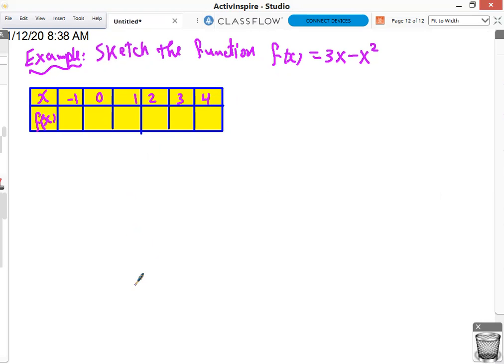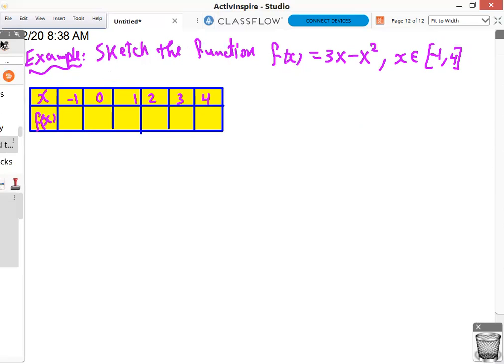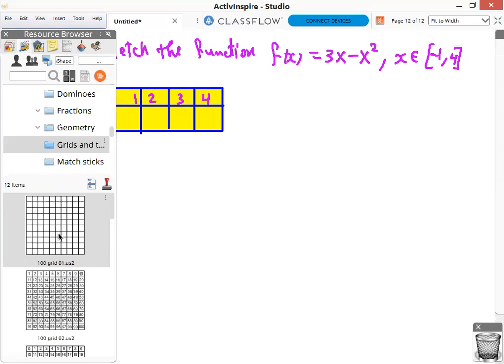Sometimes he will give you an interval. You can put like this: x belongs to this interval. You see it before? That's you put your values from -1 to 4. Sometimes. Then we need this graph again.